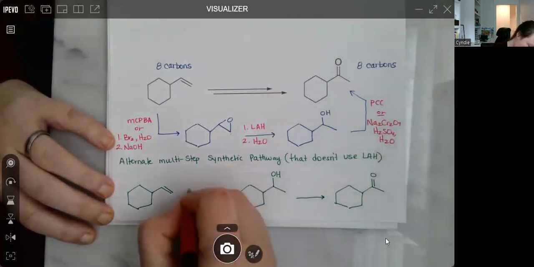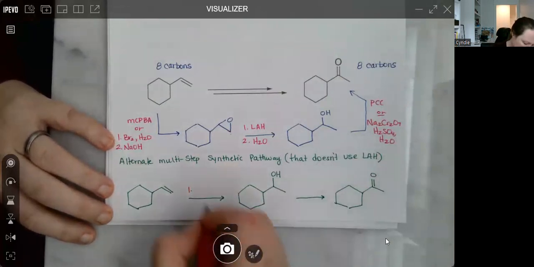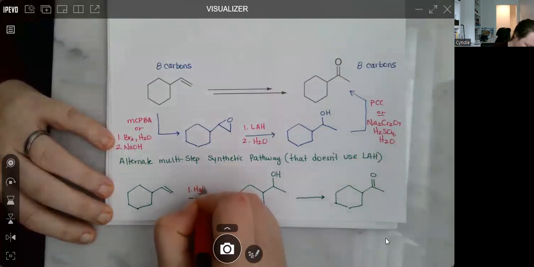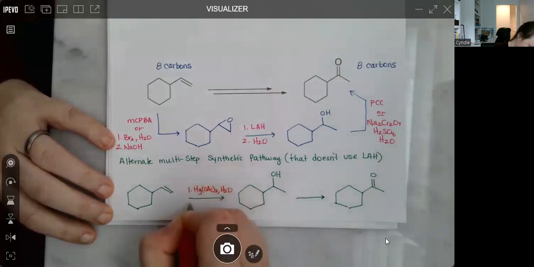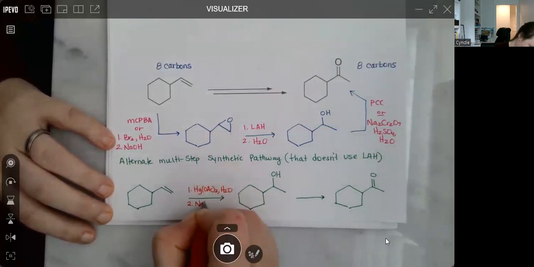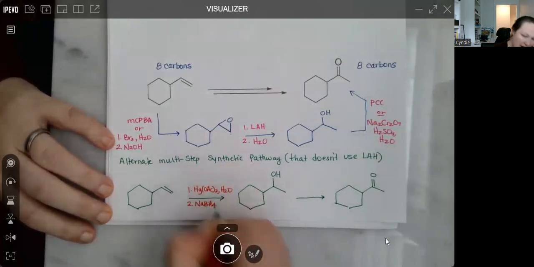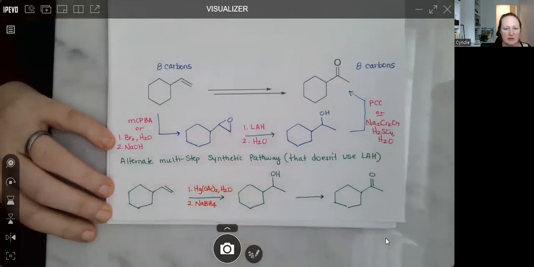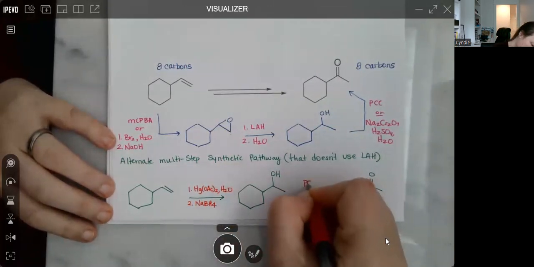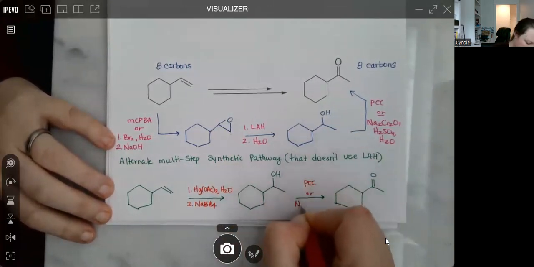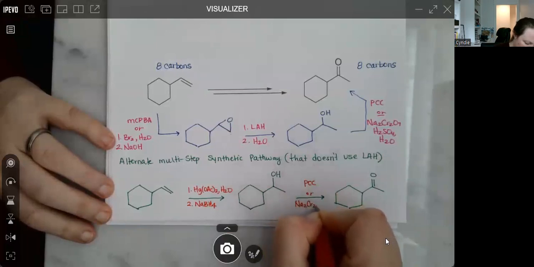So this one, we want to do Markovnikov hydration with no rearrangement. So mercuric acetate, water, followed by sodium borohydride. That is the oxymercuration-demercuration reaction. And then we want to do an oxidation. So again, PCC or sodium dichromate.